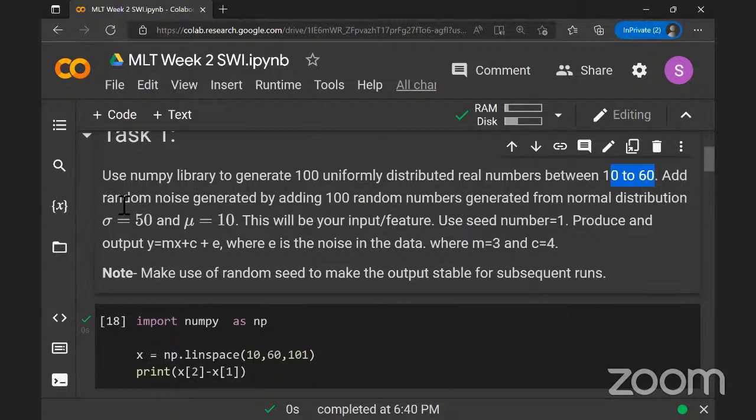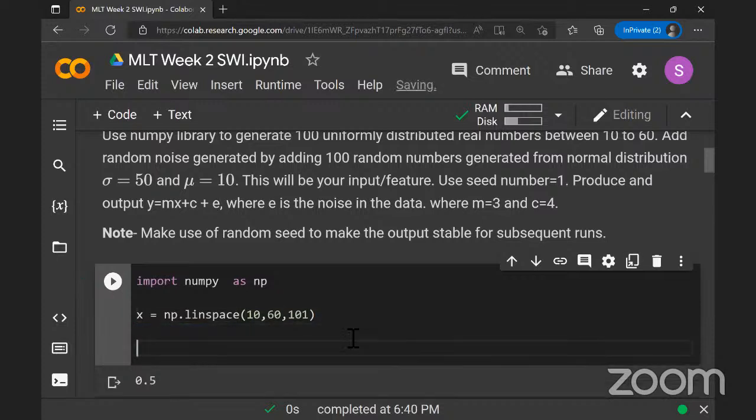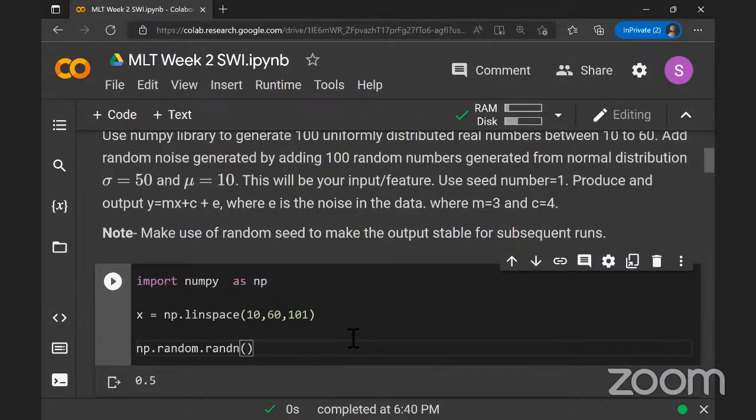Now the next task is to add noise, generated by adding 100 random numbers from a normal distribution with mean 10 and standard deviation 50. There are a couple of methods to do this, but I'm going to use numpy.random.randn. Whenever you want to generate random numbers using NumPy, all of them are situated inside the package or module numpy.random. Inside this, I have to tell it how many numbers I need. It will always generate random numbers from a standard normal distribution.